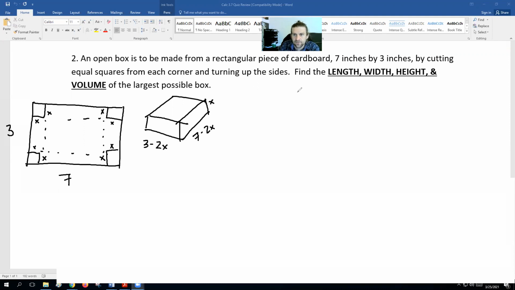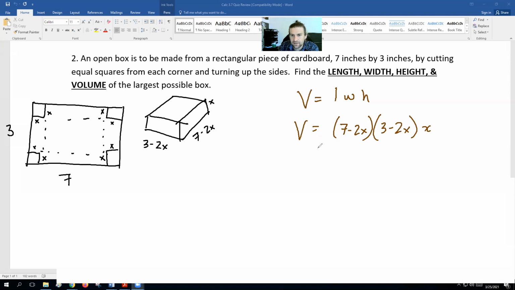Okay, so our volume formula is the length times the width times the height. And what we want to do now is just substitute that in with our variables that we figured out. So the length, I would say, is 7 minus 2x. The width would be 3 minus 2x. And then height would just be straight up x.